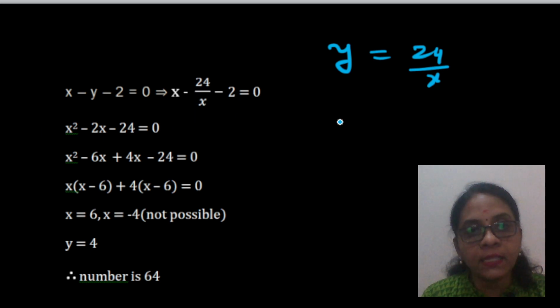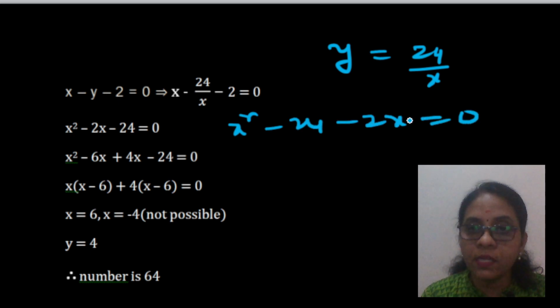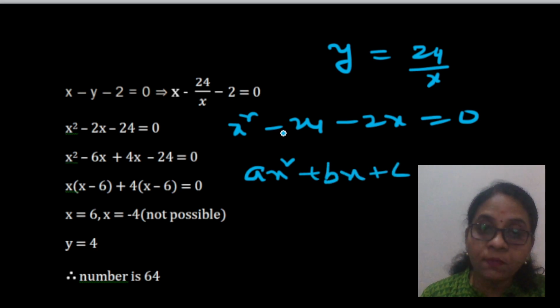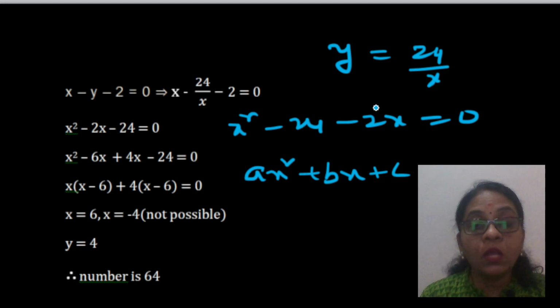Why did we write it like this and not as x square minus 24 minus 2x is equal to 0? We have rearranged them. Why? Because a quadratic equation is always of the form ax square plus bx plus c. Children, these are all small things, yes, but very important to know. So always rearrange in the order of x square, x and the constant term.